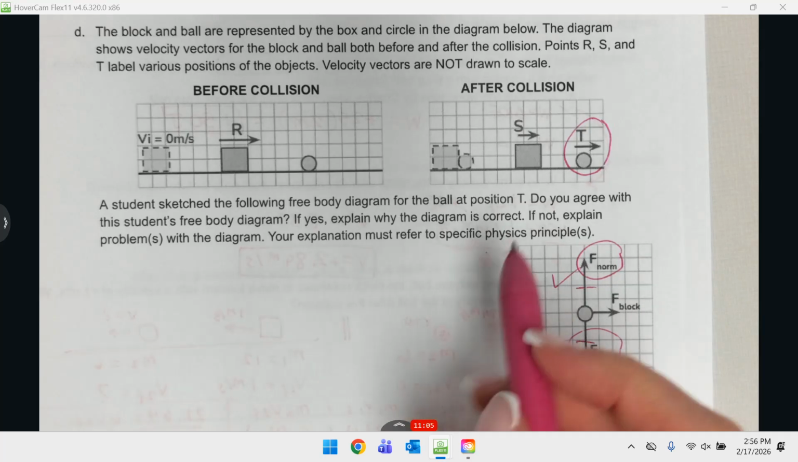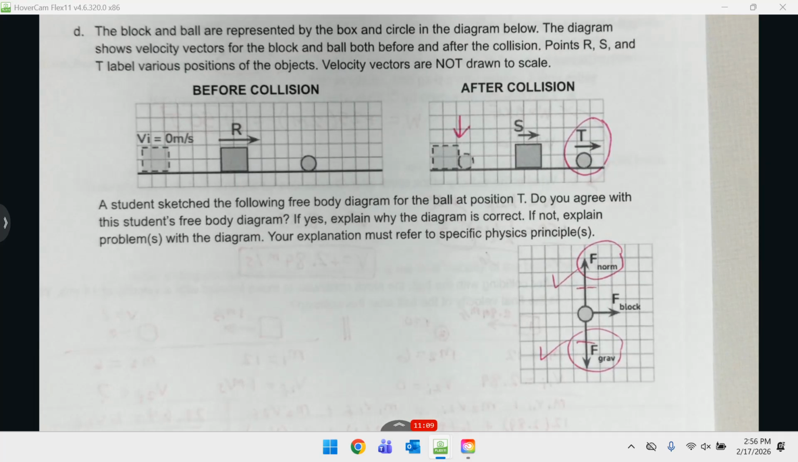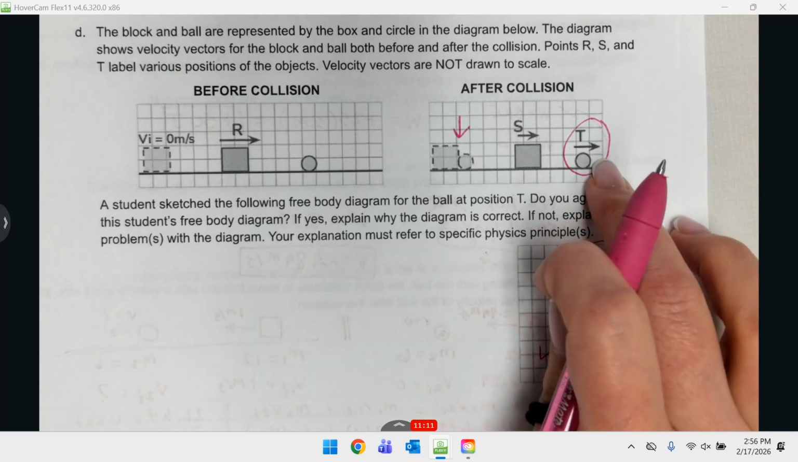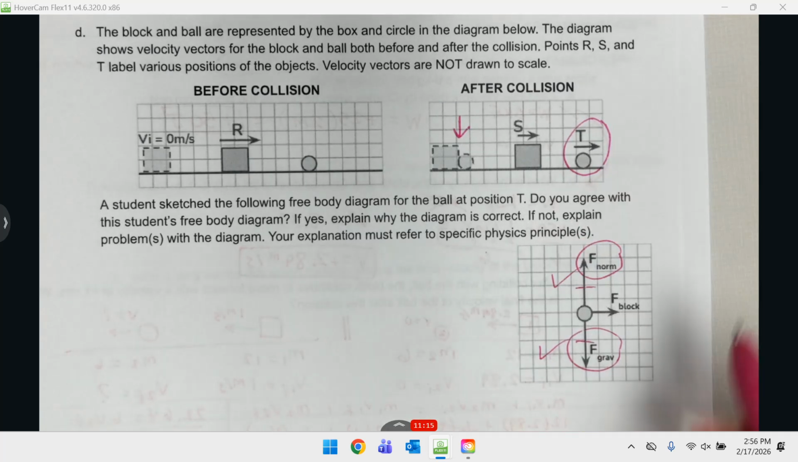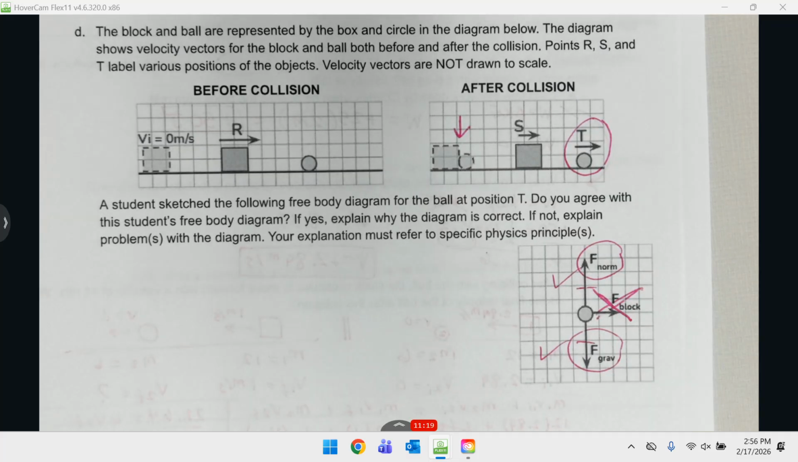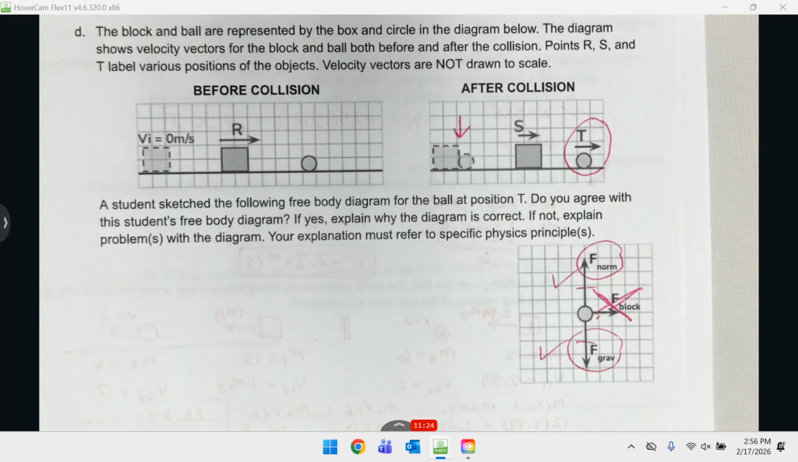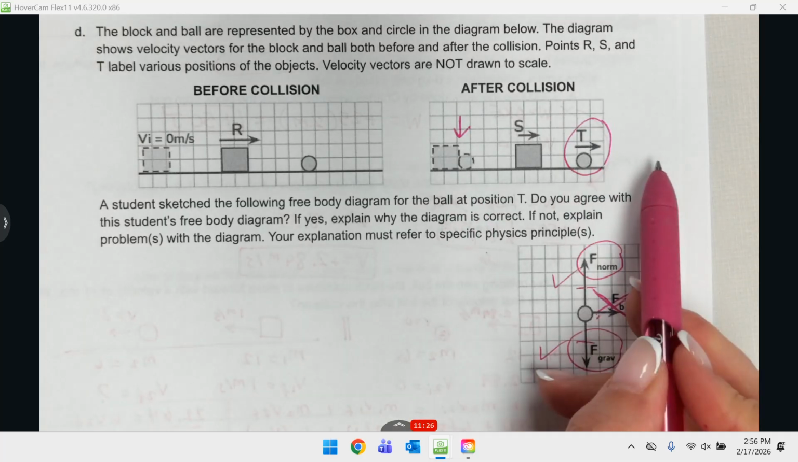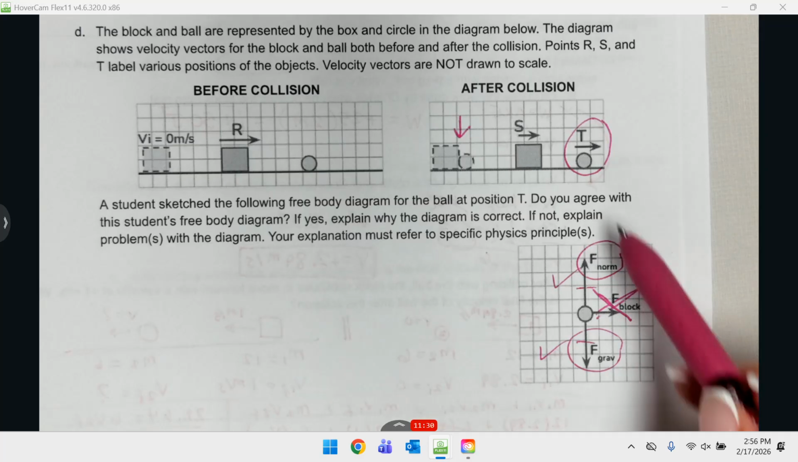There is a force from the block. However, that force happens right here during the collision. This is after the collision has occurred, and at this point in time, there is no longer a force from the block being applied. That force from the block only gets applied during the collision itself when they're in contact. Yes, it's moving to the right, but that doesn't mean there's a force to the right. If there were, it would be accelerating.